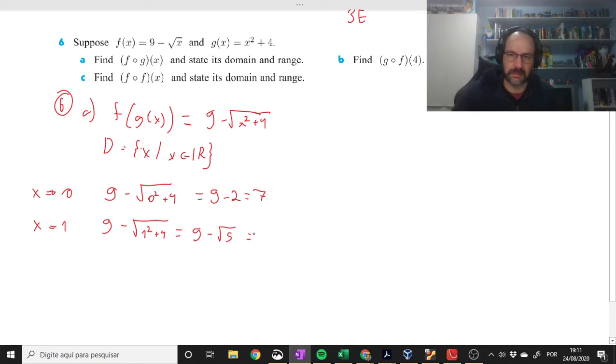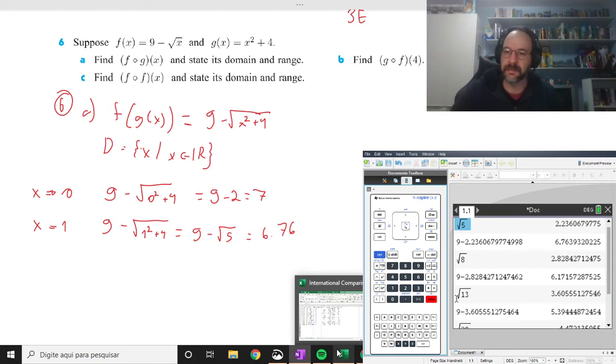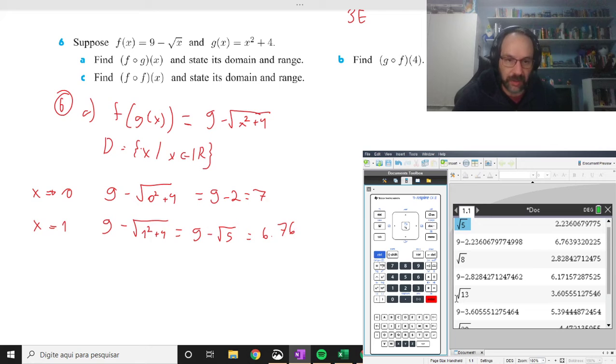Because that's not really precise, let me pull up our calculator here. I did the calculations already for you. So the square root of 5 is going to be 2.23, 224, rounding up. 9 minus that, we're going to have 6.76.